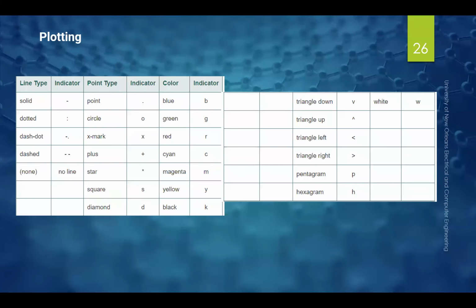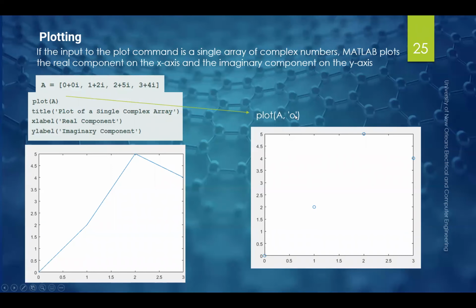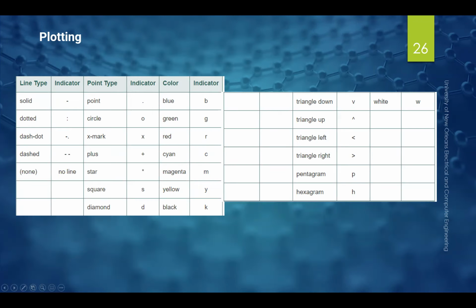Some more plotting commands that we can do. For example, like in the previous slide, I used this O, right, to pinpoint where the points are located. There are other symbols that you can use. I use this one, the circle, as an indicator. You can use X, you can use a plus, you can use a star, you can use a square, diamond, triangle down, triangle up, and so forth. Many other symbols or indicators to show where the points may be located.